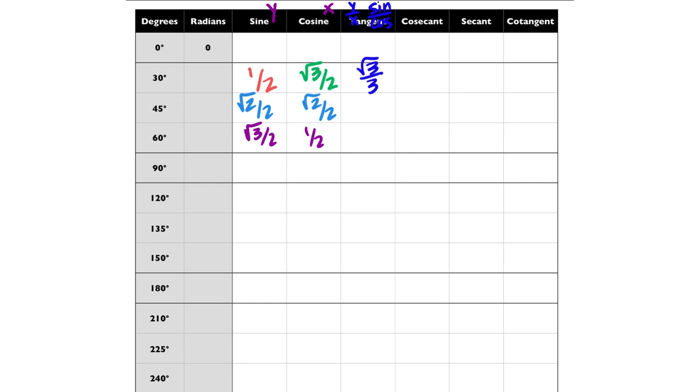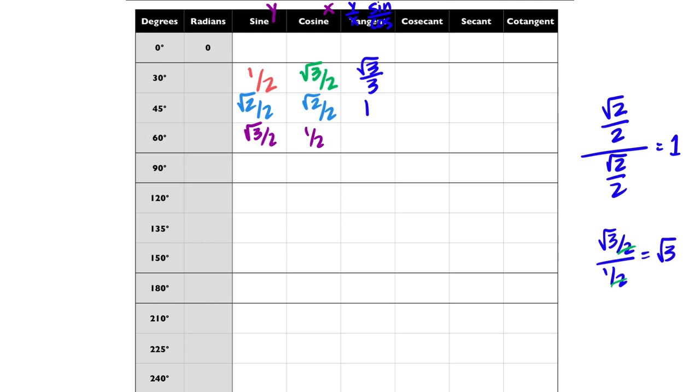that will be tangent. So for 45 degrees, √2/2 over √2/2 is 1. Okay, for 60 degrees, we have √3/2 over 1/2. The halves can cancel. What does that leave us with? √3/1, which is just √3, right? This is the reciprocal because these are switched. Did you notice that?